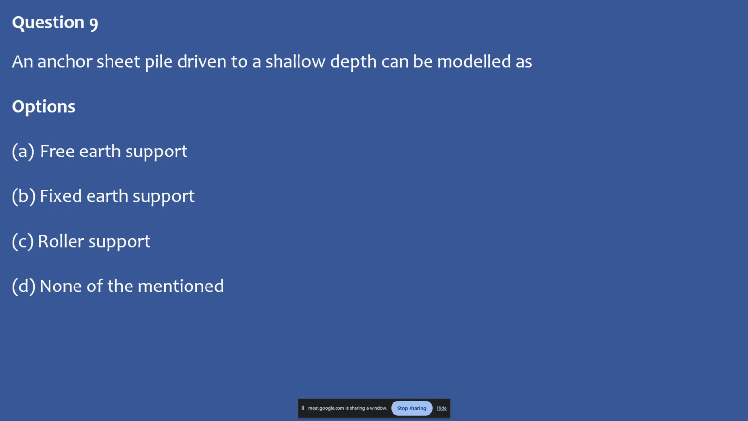Let's move to question number 9. So you have one given with an anchor sheet pile which is driven to a shallow depth, which can be modeled as, so the options which are available with you is free earth support, fixed earth support, roller support, or none of the mentioned.